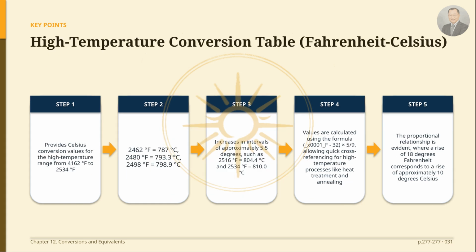This is the temperature conversion table for the high temperature range. Based on the conversion formula of subtracting 32 from Fahrenheit and multiplying by 5/9, this table shows a proportional relationship where Celsius increases by approximately 10 degrees for every 18-degree rise in Fahrenheit. For example, 2,462 degrees Fahrenheit converts to 787 degrees Celsius, and 2,534 degrees Fahrenheit converts to 810.0 degrees Celsius. Please use the remaining figures for quick comparison during high-temperature processes such as heat treatment or annealing.